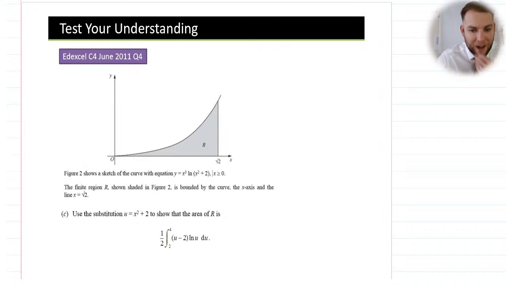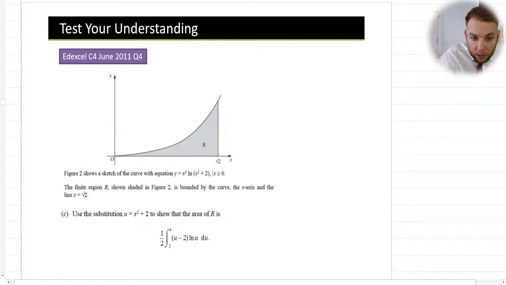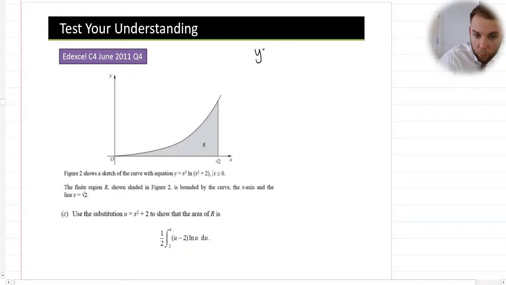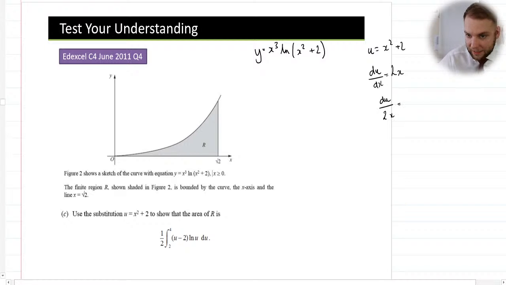All right, so let's have a little go at this one then. We've got y is equal to x to the power of 3 ln of x squared plus 2. And it's saying use the substitution u is equal to x squared plus 2. So we know that we're going to differentiate this first. So du by dx is equal to 2x, which gives me du over 2x is equal to dx. Brilliant.